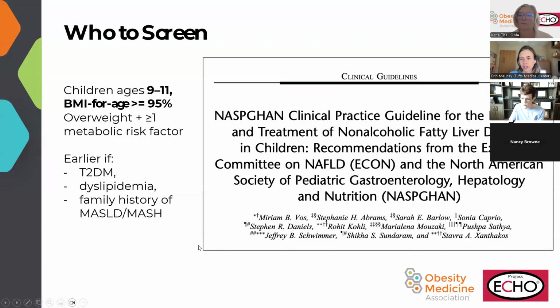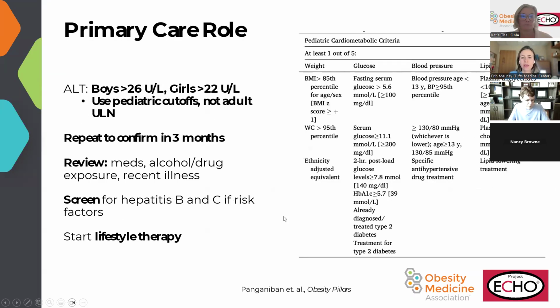I think earlier initiation of this screening can definitely be considered. I have patients as young as 5 in my practice who have MASLD. So any patient with more severe obesity or a personal or family history of type 2 diabetes, dyslipidemia, or a family history of MASLD or MASH, it's worthwhile to send an ALT. The primary care role is, of course, to send this screening and then to recognize the elevated ALT.